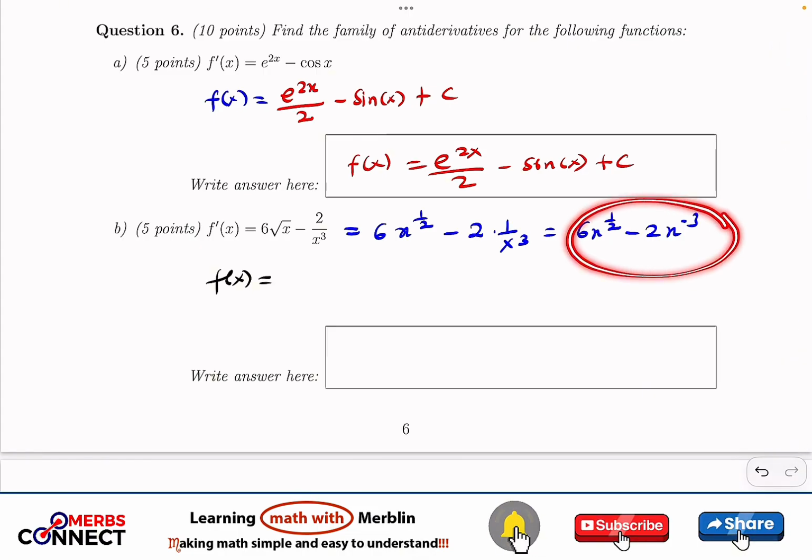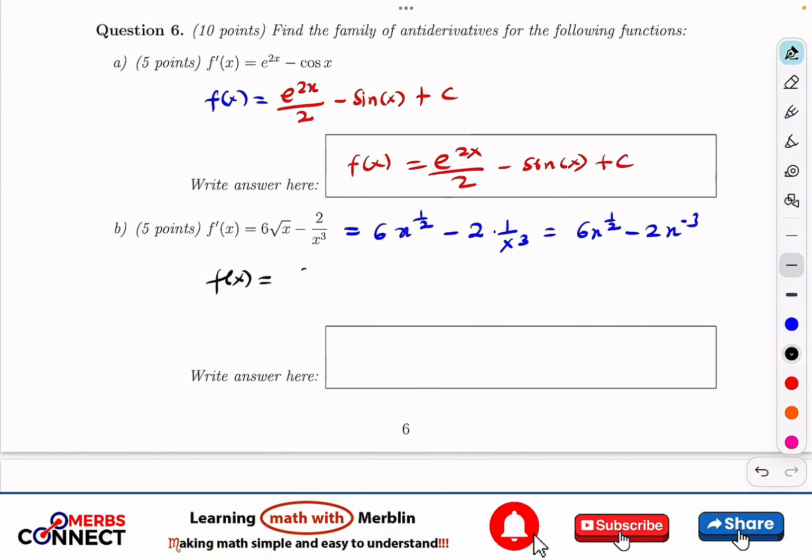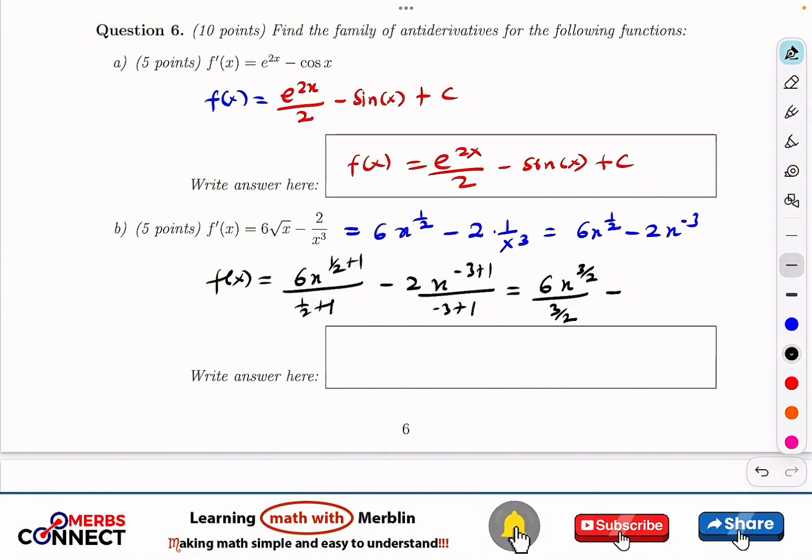So let's use the power rule for this. And this is going to be 6x to the power 1 over 2 plus 1 divided by 1 over 2 plus 1, minus 2x to the power minus 3 plus 1 divided by minus 3 plus 1. Simplify. This is 6x to the power 3 over 2 divided by 3 over 2 minus x to the power minus 2 divided by minus 2.